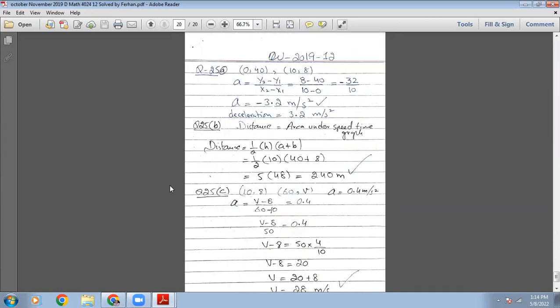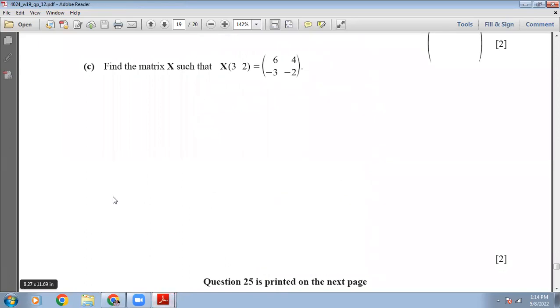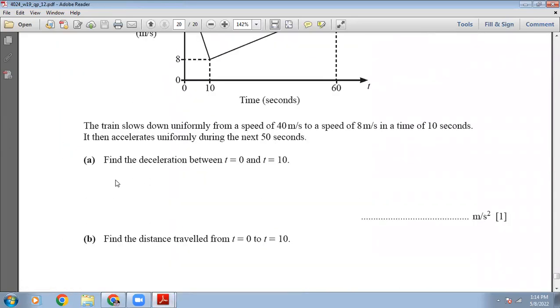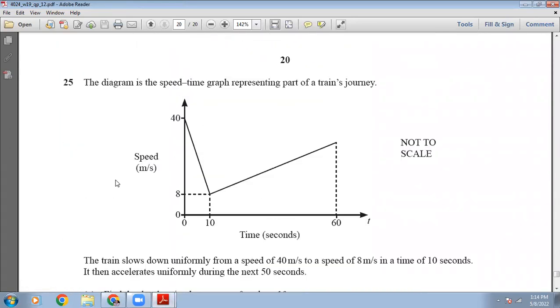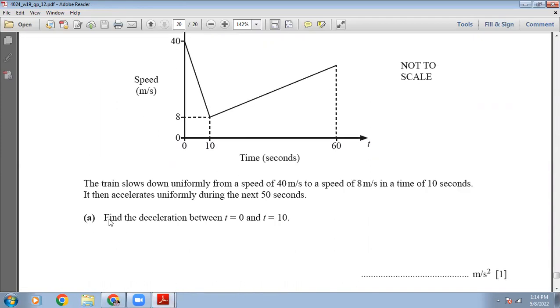Okay, so we are going to the next question. The next question is question number 25, and it's a speed-time graph. The diagram is a speed-time graph representing parts of a train's journey. So it's a speed-time graph. On the y-axis, the speed is represented. On the x-axis, the time is represented.